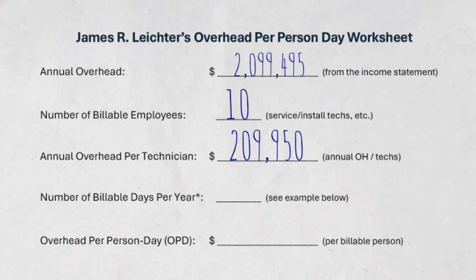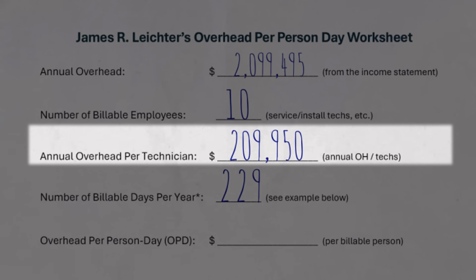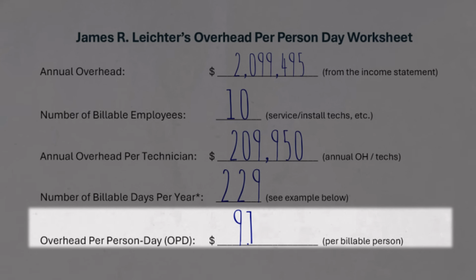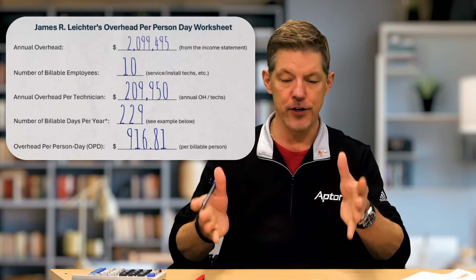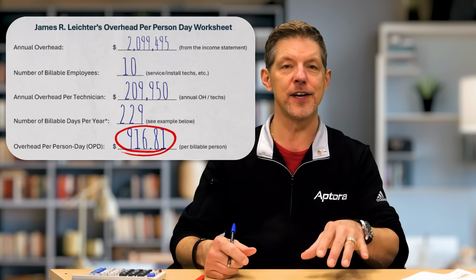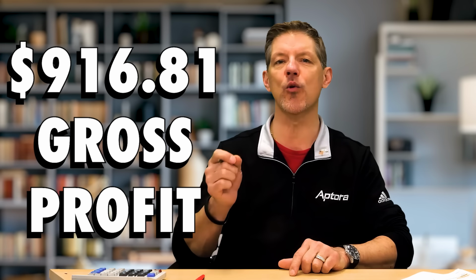So I'm going to transfer the 229 here. I'm going to then take 209,000 and divide that by 229, and that gives us 916.81. So what does that tell us? Our technicians have to generate $916.81 every day for us to pay the overhead. But that is $916.81 gross profit dollars per day to pay the overhead. That's quite a burden. We're really asking a lot from them.